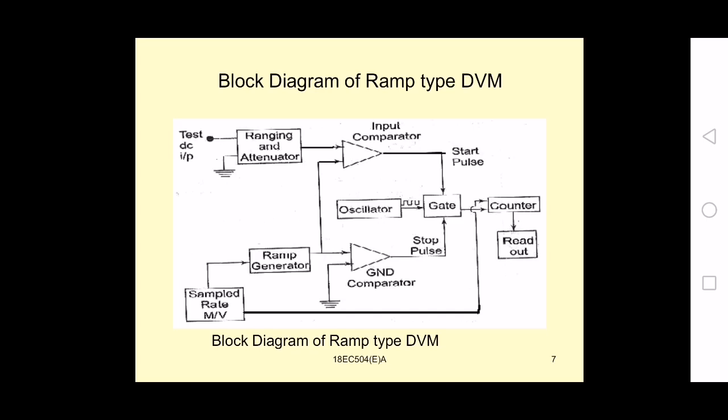Similarly, the oscillator will generate the pulses that have to be counted. The gate will count the pulses from the start pulse, and they are given to the counter. It keeps on counting, so where does it have to stop? For that, the ramp level has to reach the ground level.